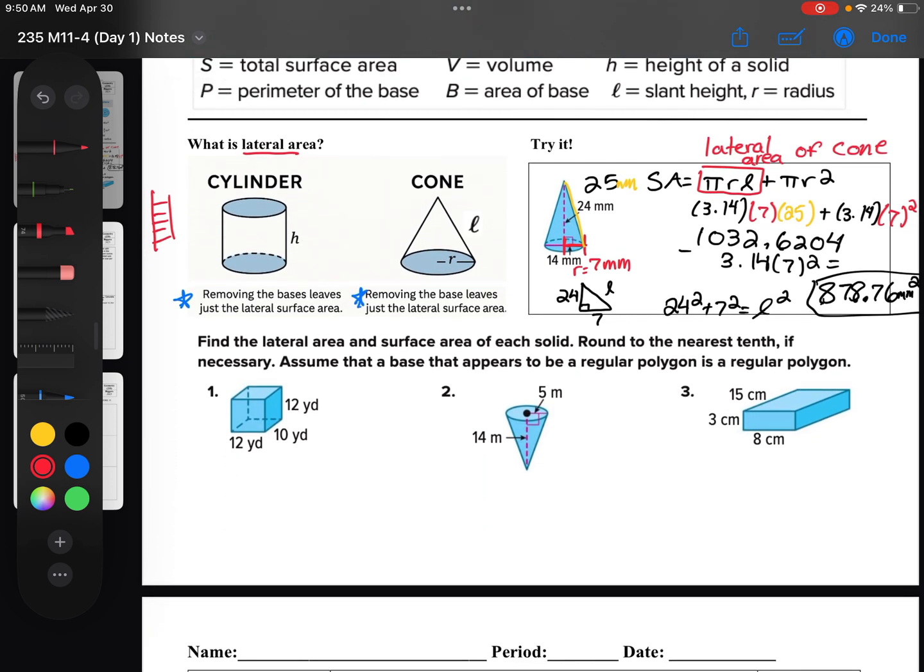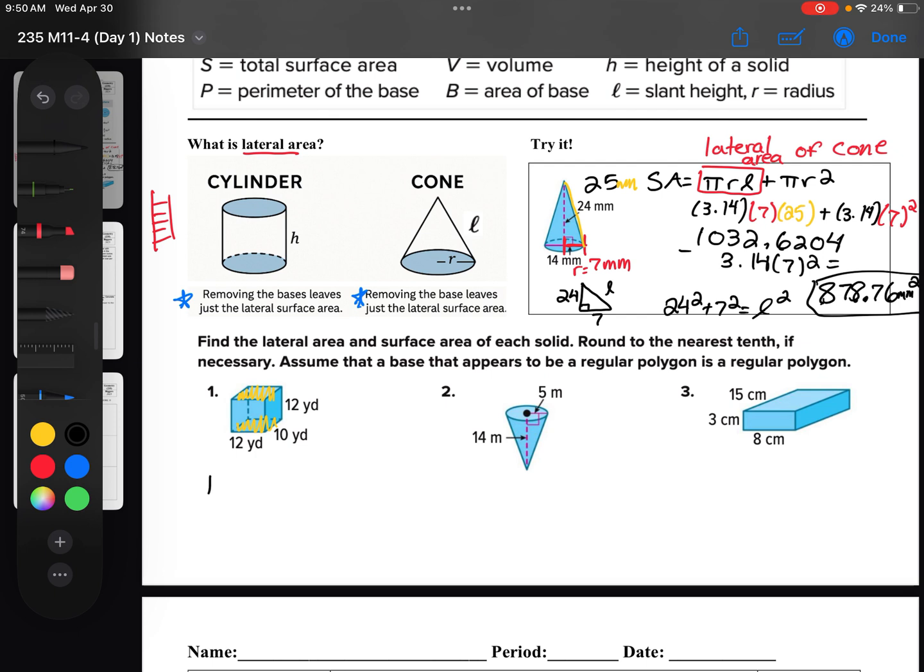So the lateral area and surface area of each solid, you can pause the video at this point and work these out, see if you can figure them out. So I'm going to go ahead and do this. So lateral area of this shape here is, remember, going to be just those that are on the side. The top and the bottoms are not a part of this, so we need to exclude those two. So all I'm going to do is find the lateral area.